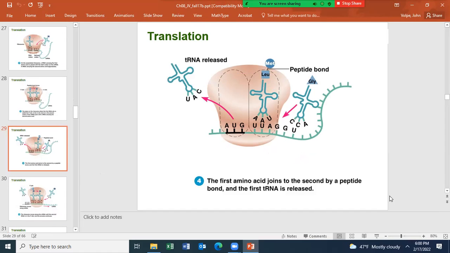So when that happens, the first tRNA that no longer has an amino acid linked to it will then fall out of the ribosome, or move out of the ribosome, whatever you want to call it. And then the ribosome will move down 1 position. And the third tRNA will move in.